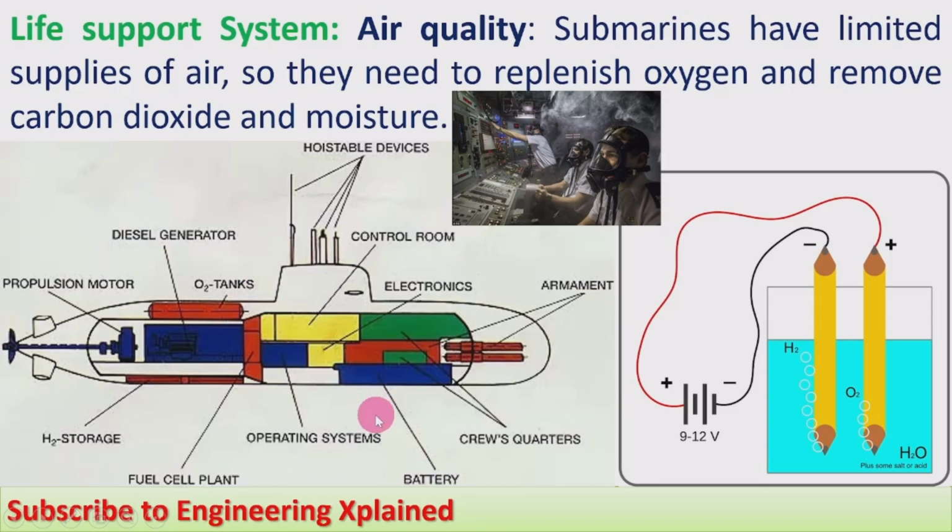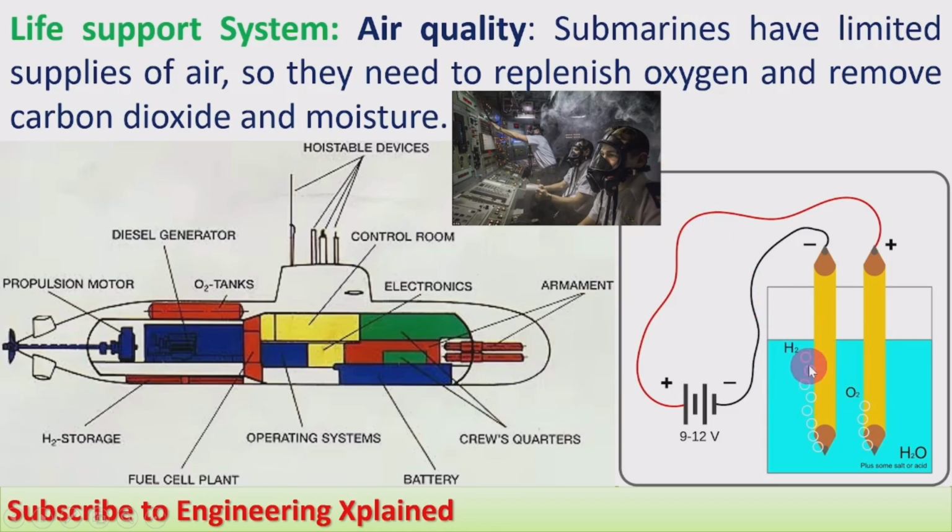The oxygen required for the breathing of human beings is usually produced using the electrolysis method. Electrolysis is the method where, when electricity is supplied through two electrodes, positive and negative, the water splits into hydrogen and oxygen. That oxygen is supplied to the oxygen tank, and the hydrogen is supplied to the hydrogen storage tank. The oxygen produced is used for supply to the crew for their breathing and also for the running of the engine.